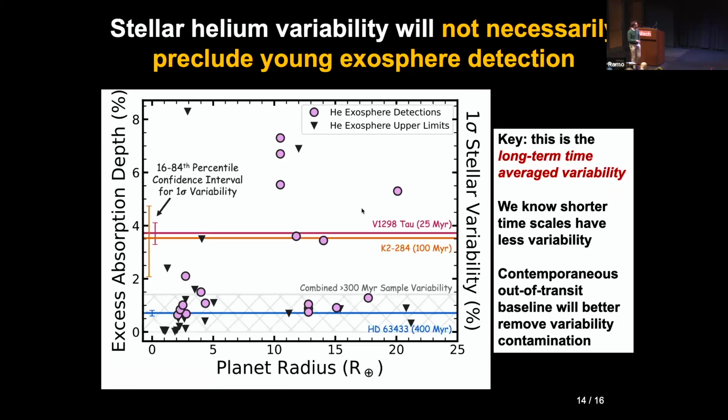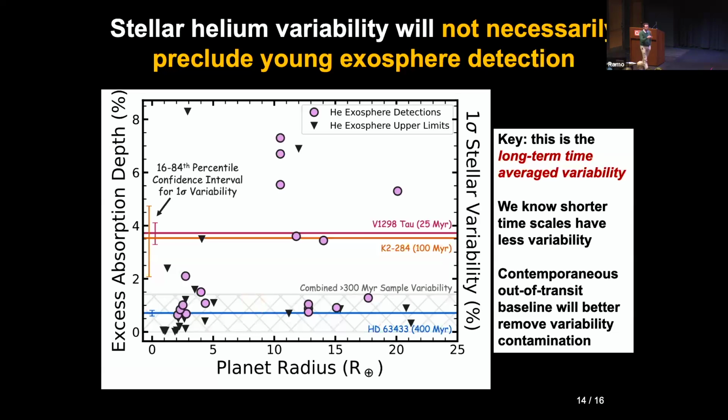And so if we plot that on here, these horizontal lines, at the youngest ages, 25 and 100 million years, you can see that this variability amplitude is actually larger than most of the known helium exosphere detections or upper limits. So that's kind of concerning. But by 300 million years, they're comparable, so that's good.